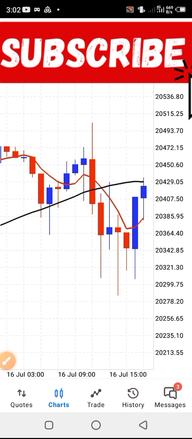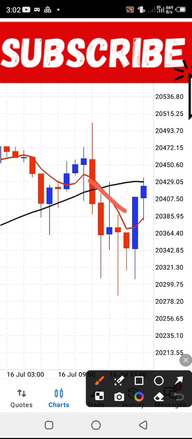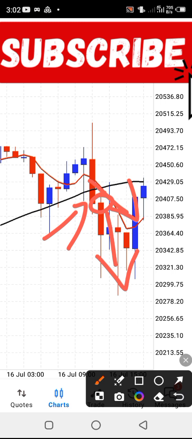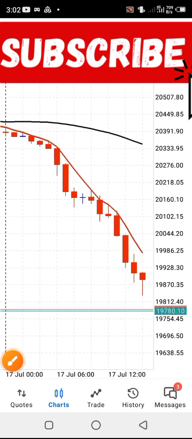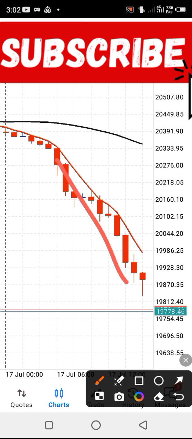Let's see if there's another cross. Yes, the red line crossed the black line in the downwards direction. Once this candle closes, you are entering a sell trade to move in the downwards direction. You know where to place your stop loss. So you can see all the trades you would have caught. This is a crazy strategy. Crazy.